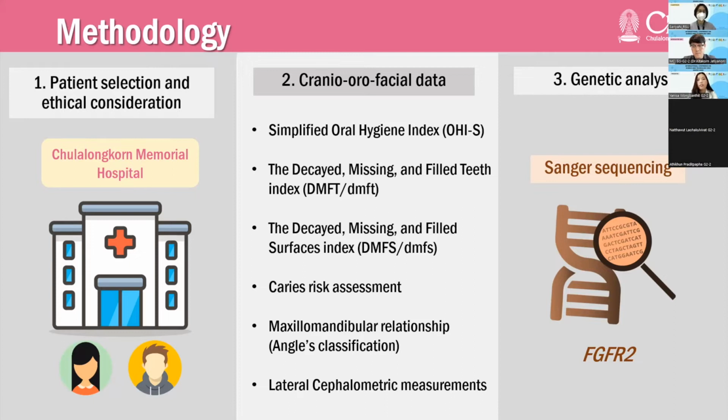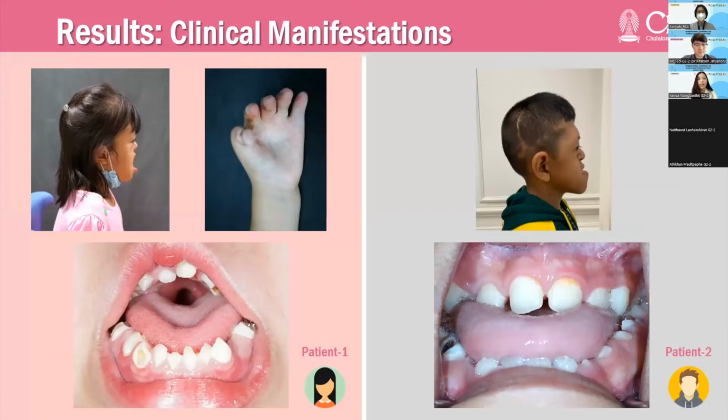And the third part is the genetic analysis. DNA was extracted from peripheral blood according to a previous study and then examined for the pathogenic variants associated with Apert syndrome by Sanger sequencing. And next is the result of the project.